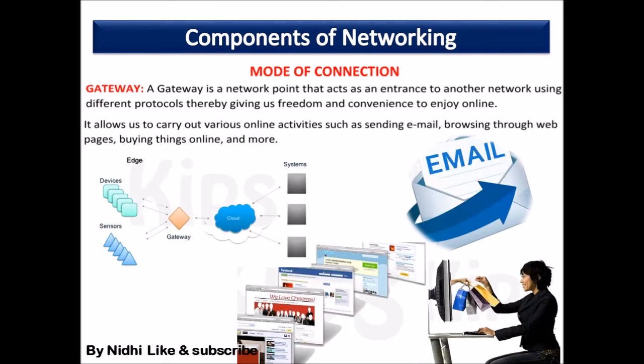The next type of node is the gateway. Gateway means it connects two different types of network. We have seen that a router connects only two LANs or two WANs, that is, a similar type of network. But a gateway connects two different types of network. A gateway is a network point that acts as an entrance to another network. So different types of networks have different protocols, meaning different sets of rules. It provides freedom and convenience to enjoy online. So a gateway is just a medium that connects the two types of networks.